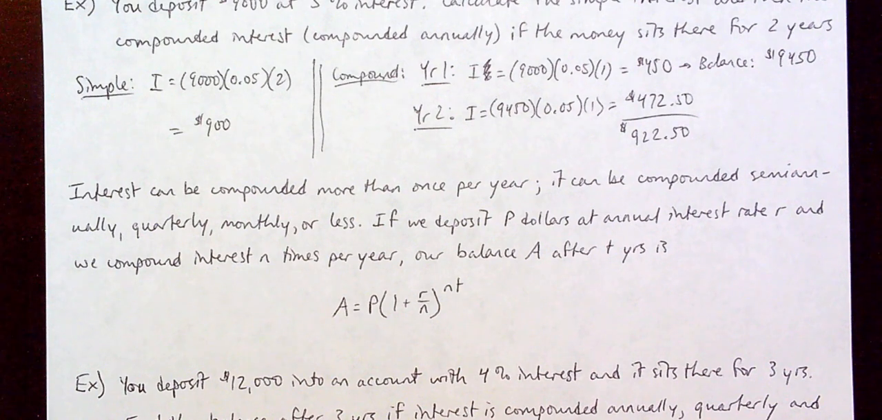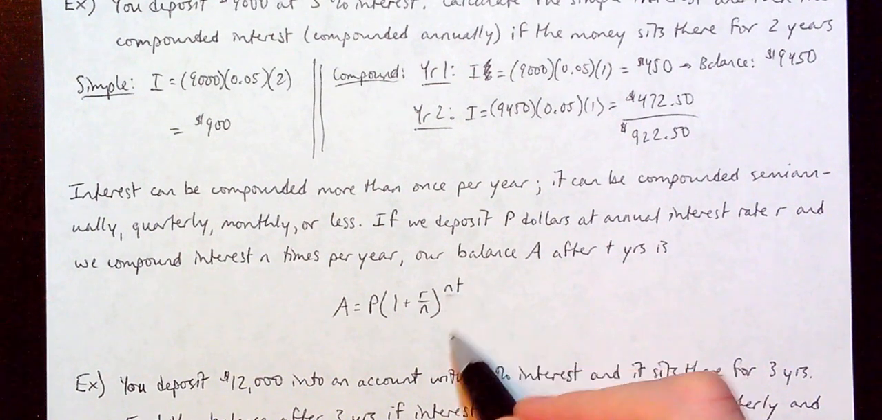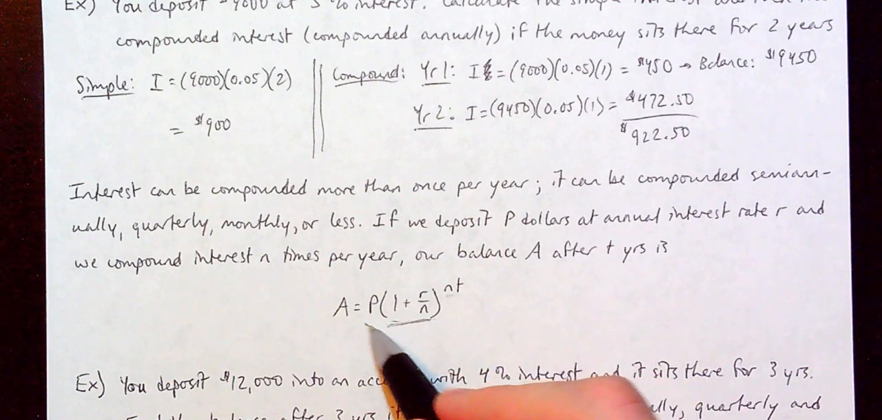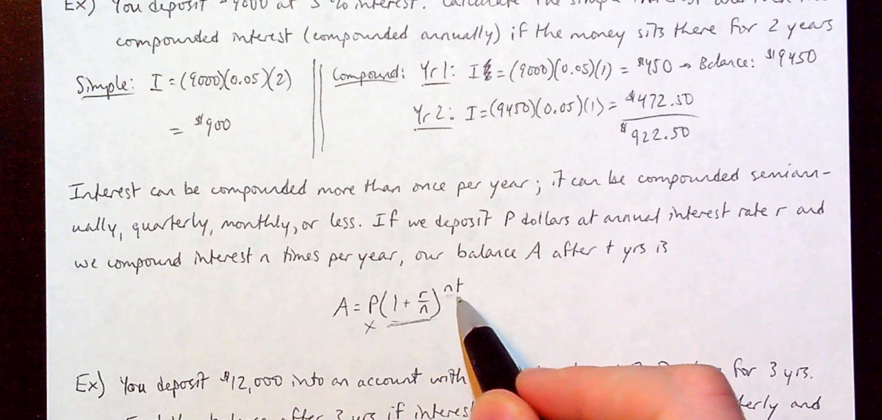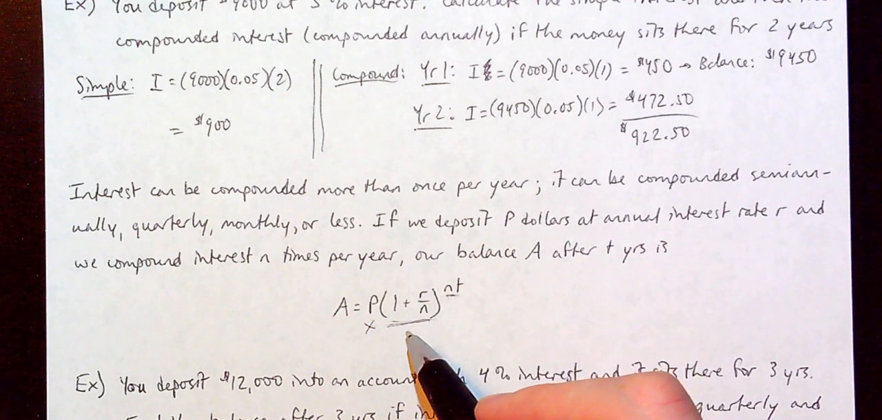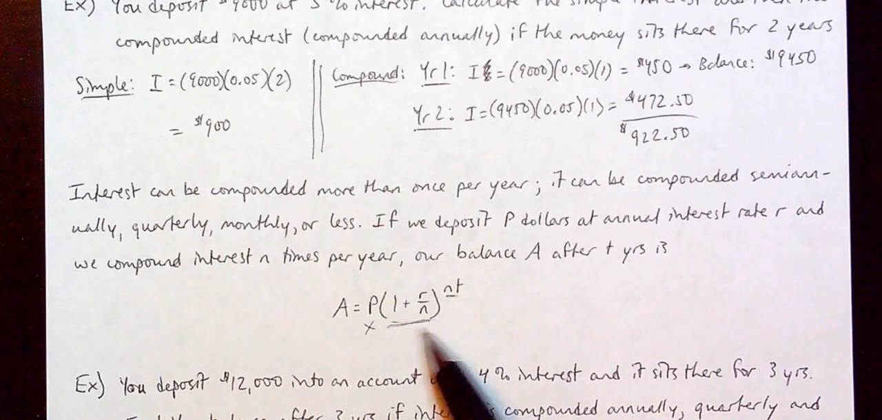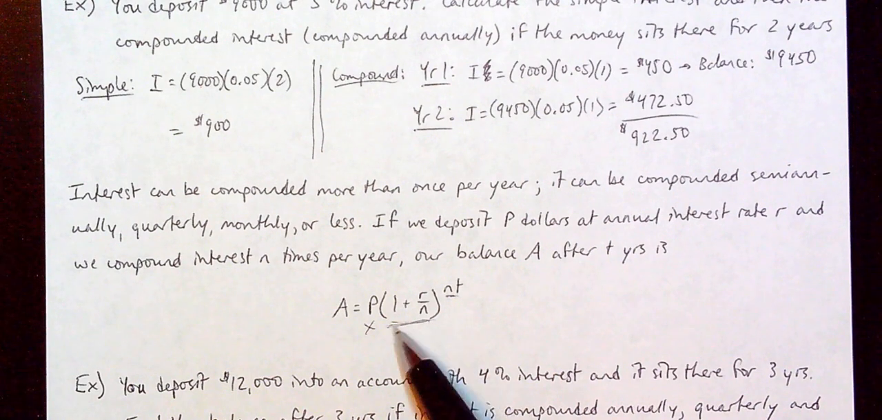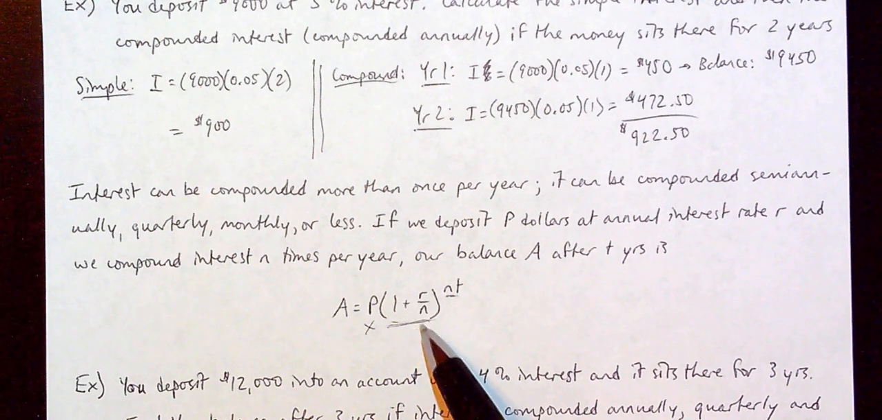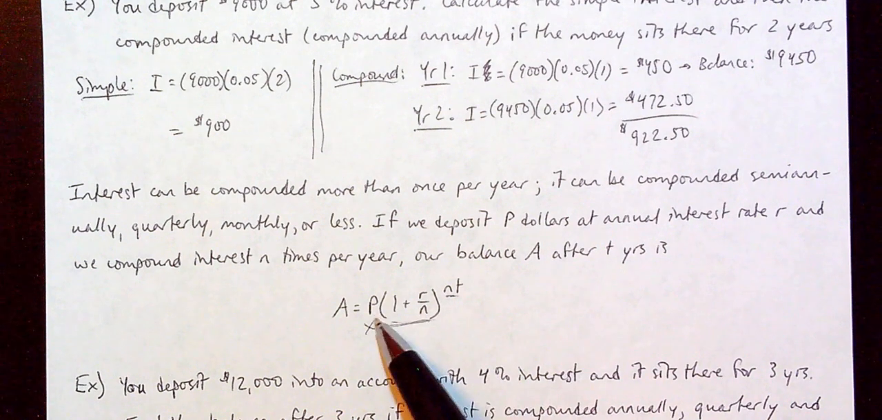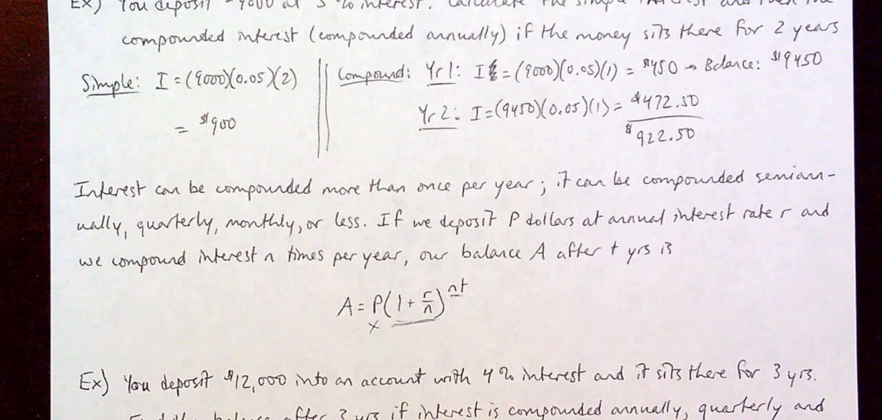Now, I want it to be very clear, this exponent of N times T only applies to this here. It does not apply to that P. This exponent only applies to the 1 plus R over N. So when you do this calculation, you have to figure out what this is, and you have to take this number, this 1 plus R over N, and raise it to this power. When you raise this to that power, you'll get some number. You then take that number and multiply it by P, and that is what gives you your balance.